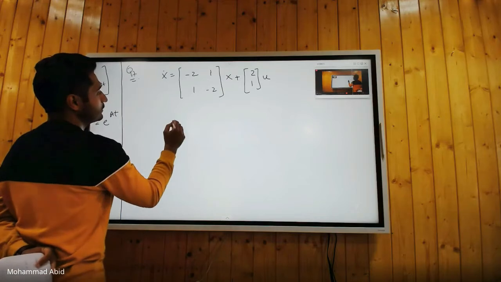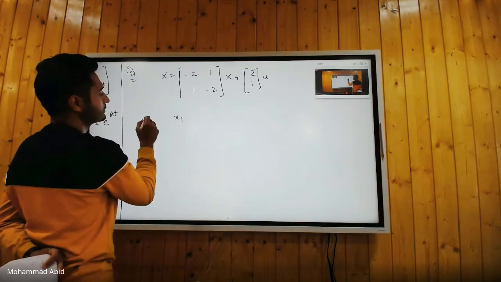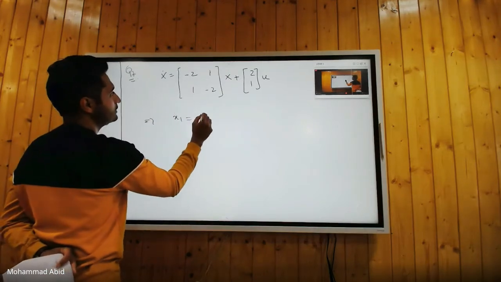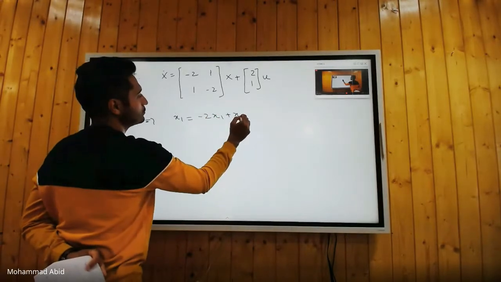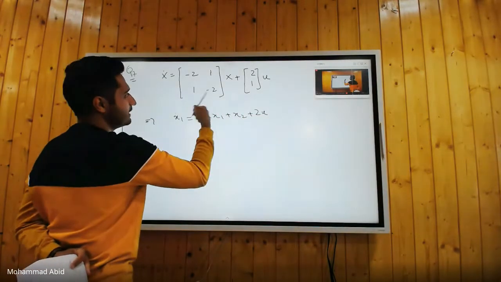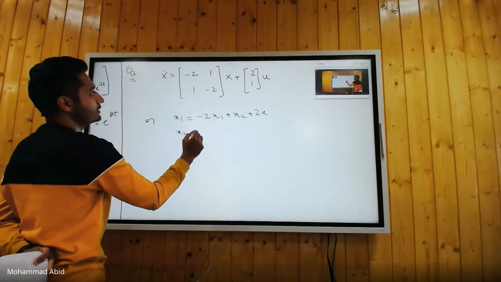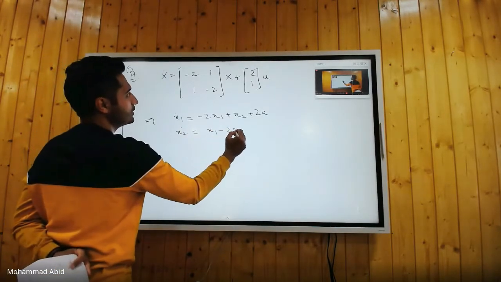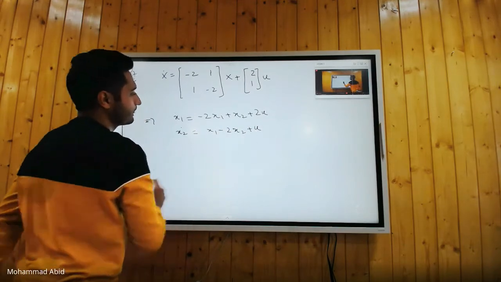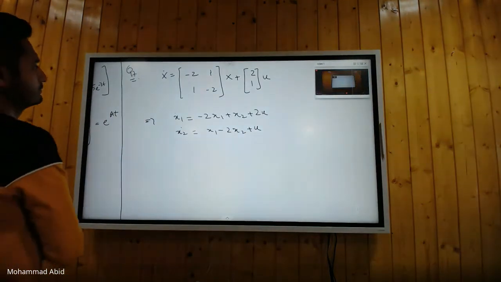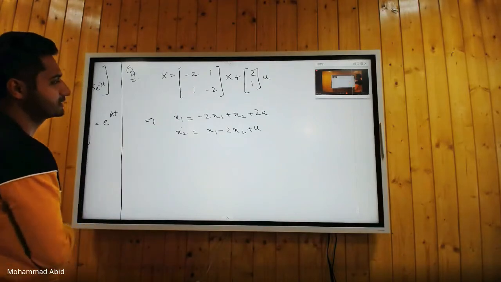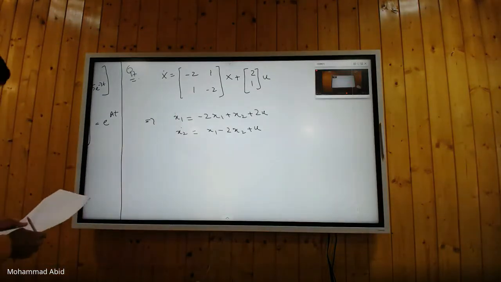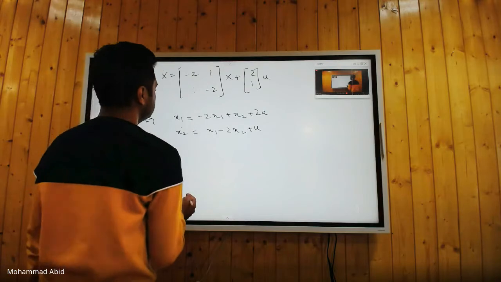Let me write it component wise. This means x1 dot is minus 2x1 plus x2 plus 2u. I'm just expanding the terms. And x2 dot is x1 minus 2x2 plus u. I just expanded this matrix. So, a couple of ways to do it.